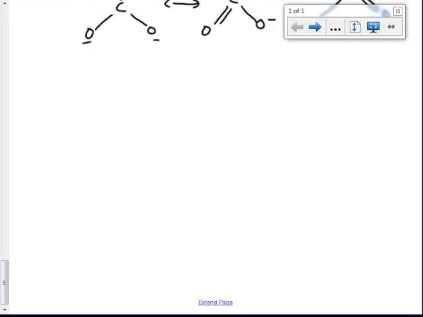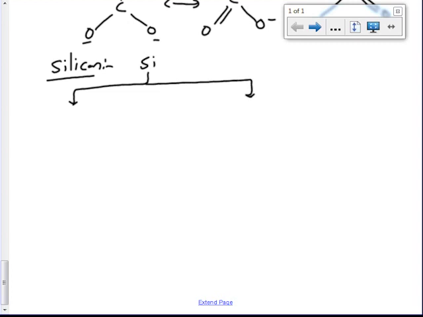Now the second most important element in this group is silicon. We are going to discuss silicon-related compounds, and the important discussion is about silicates. First we will see silicon. Silicon exists in two forms: amorphous silicon and crystalline silicon.